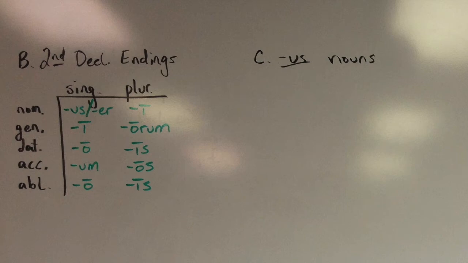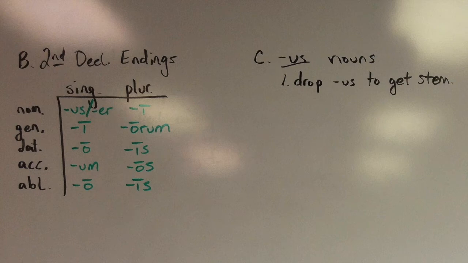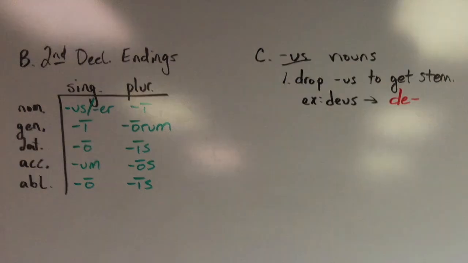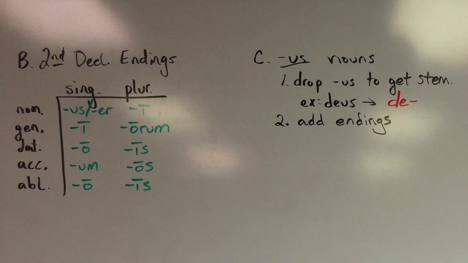So let's talk about -us nouns. When we decline second declension -us nouns, it'll be a very similar process to with our first declension nouns. First, we'll drop -us off of the word to get the stem. So what stem would we have for the word deus? If you answered correctly, you said that the stem would be de-. It is to this that we'll attach the endings.